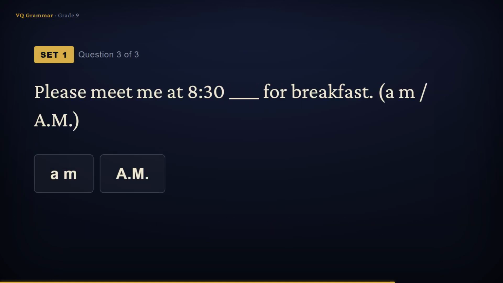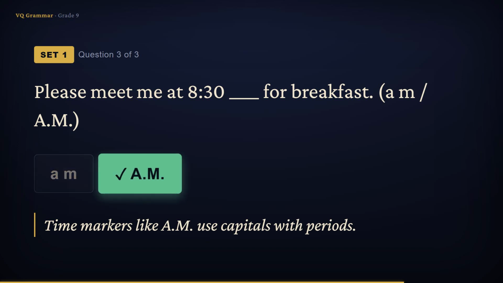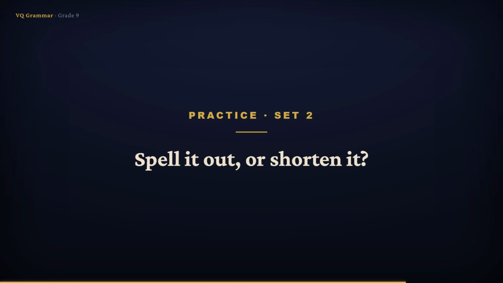Please meet me at 8:30 blank for breakfast. Breakfast is in the morning, so we want the before noon marker, written with capitals and periods. So the answer is AM. Nice work. This second set leans on the trickiest rule of all, knowing when to spell a word out instead of shortening it. Read each one carefully, decide, and pause before I reveal the answer.